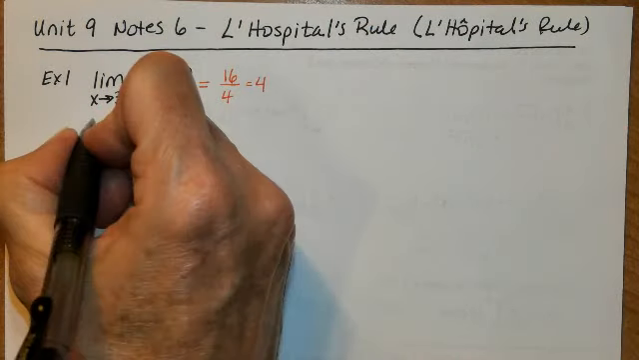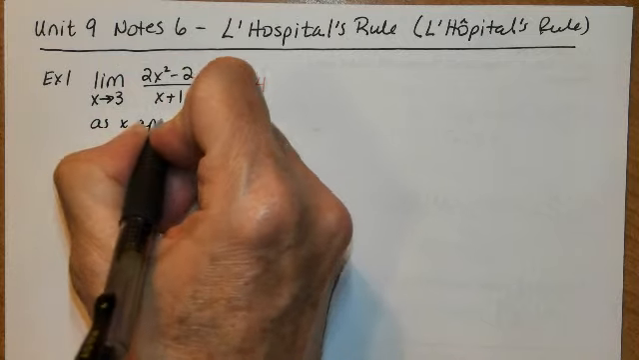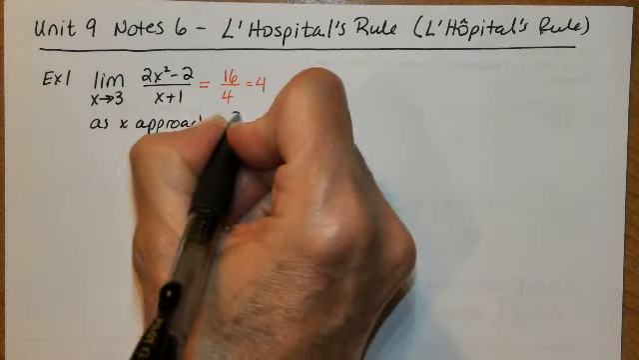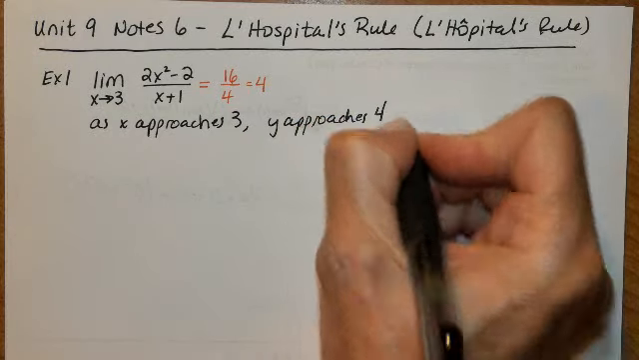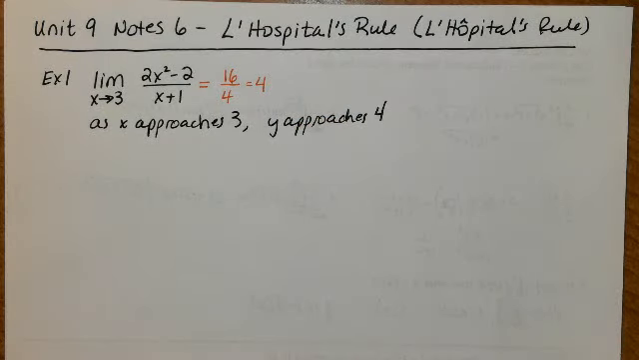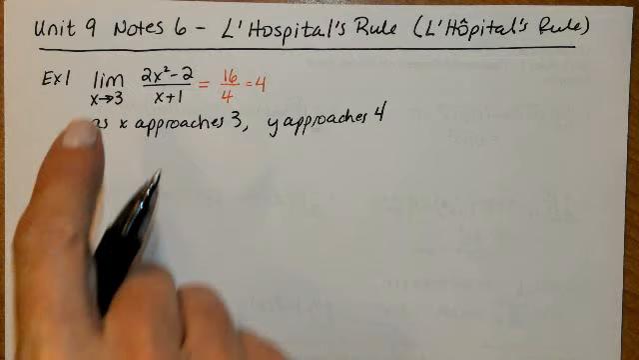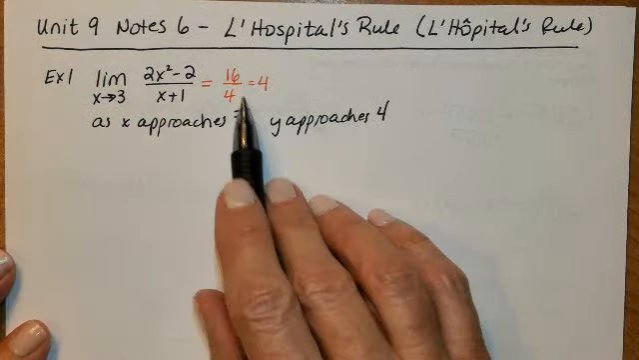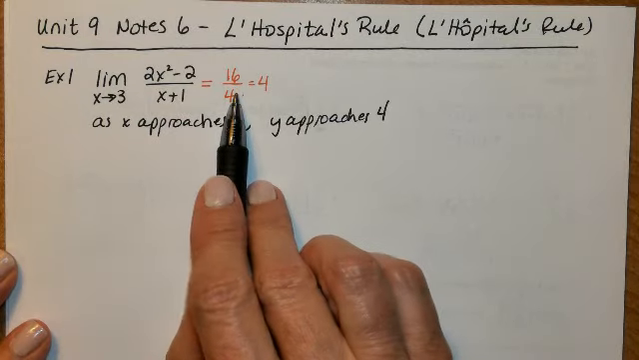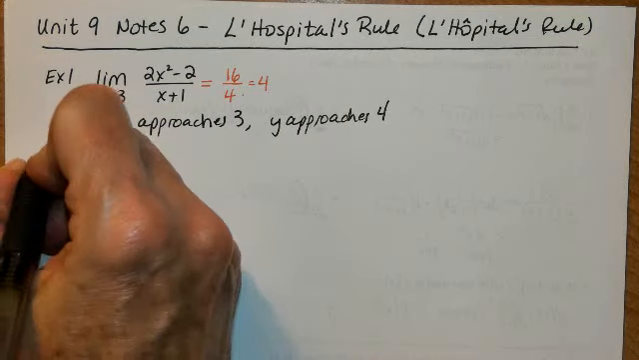What this means is, as x approaches 3, y approaches 4. That's what that means. It does not mean when x equals 3, y equals 4. A limit is not a function value. A limit is what's happening as x approaches this value. Okay? Now, this works great if we get a number here. It does not work so great if we don't get a number there.